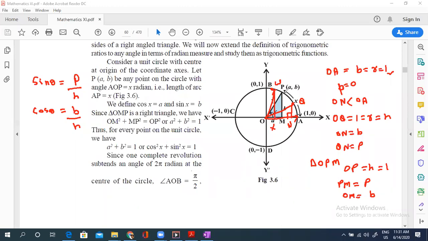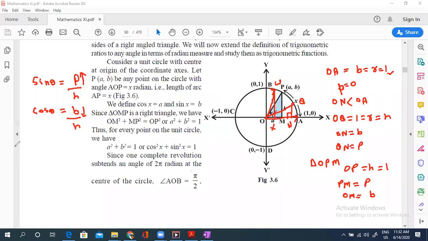Got it? Since the value of perpendicular increases as the angle goes from 0 to 90, and the hypotenuse is always constant, sine theta increases. What about cos theta? The length of the base is decreasing as the angle is increasing. So the base is decreasing, hence cos theta will decrease.